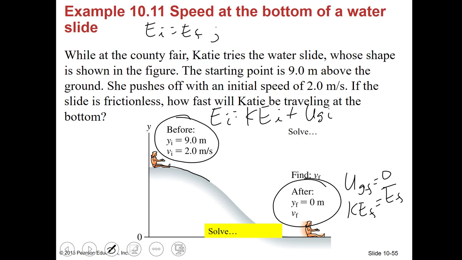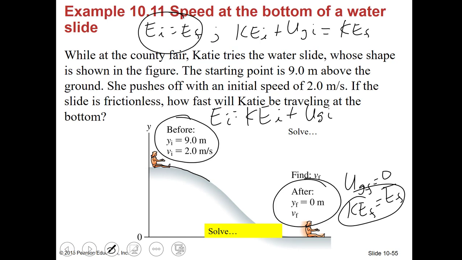Now the initial energy is just kinetic energy plus gravitational potential energy. And then the final energy, the only thing that we have is kinetic energy. So that's the concept I've used, conservation of energy. That's what we have here. Now I've filled in the details a little bit more.